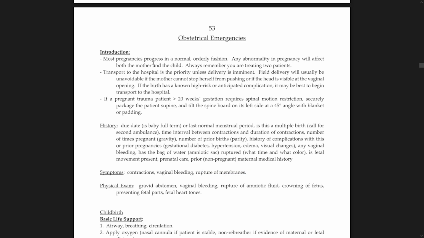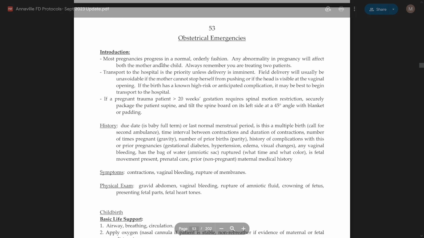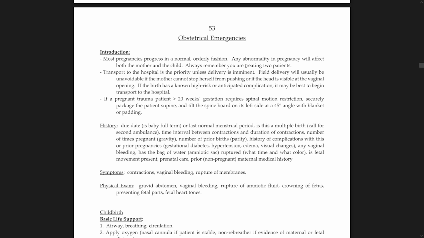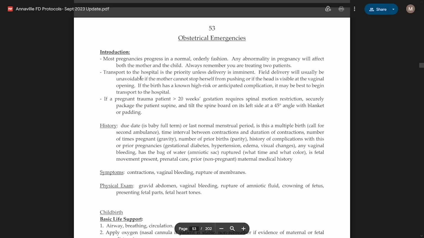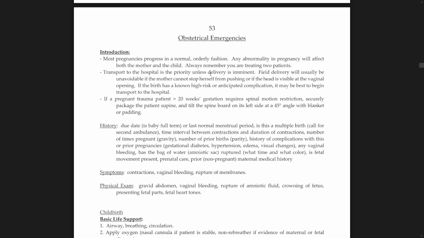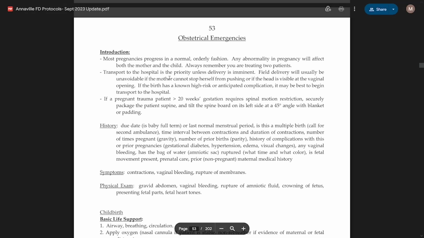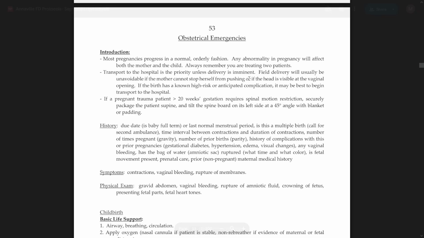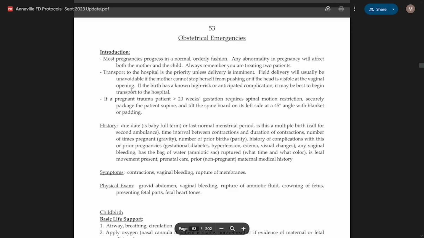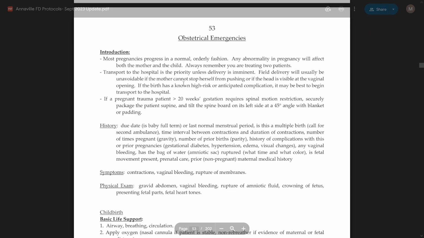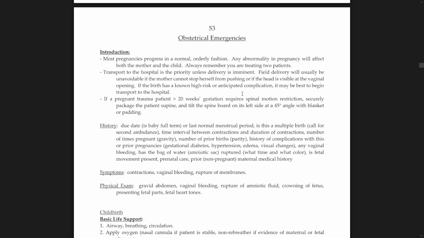Most pregnancies progress in a normally orderly fashion. Any abnormality in pregnancies will affect both the mother and the child. Always remember you're treating 2 patients, so transport them to the hospital as a priority unless delivery is imminent. Field delivery will usually be unavoidable if the mother cannot stop herself from pushing or if the head is visible at the vaginal opening. If the birth has a high risk or anticipated complication, it may be best to begin transport to the hospital.